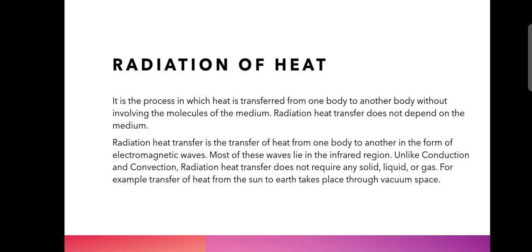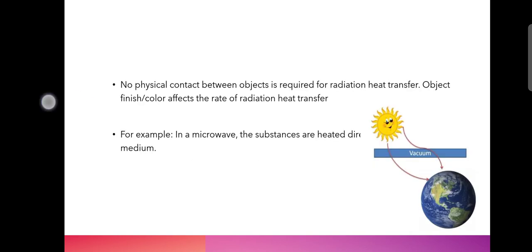Unlike conduction and convection, radiation heat transfer does not require any solid, liquid, or gas. For example, the transfer of heat from the sun to the earth takes place through vacuum space. No physical contact between objects is required for radiation heat transfer.